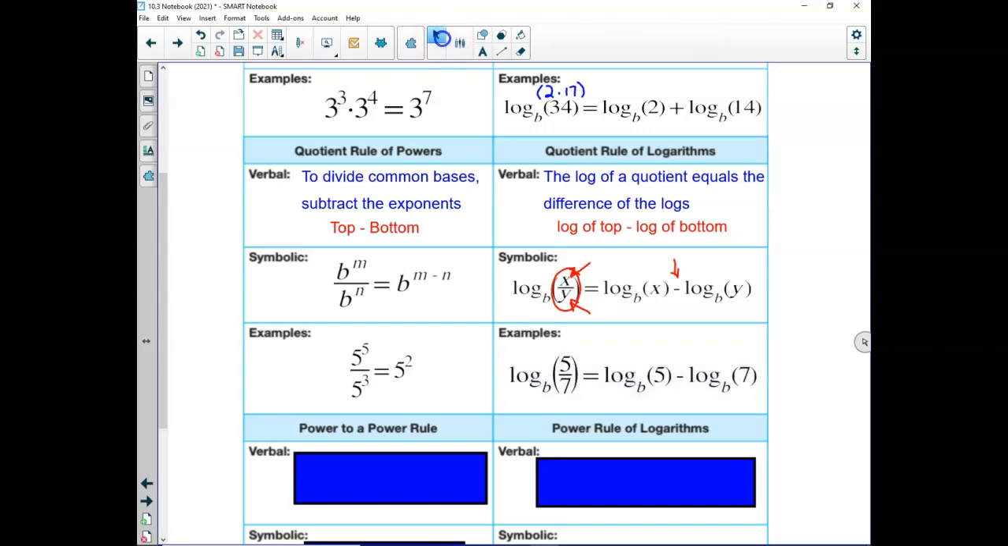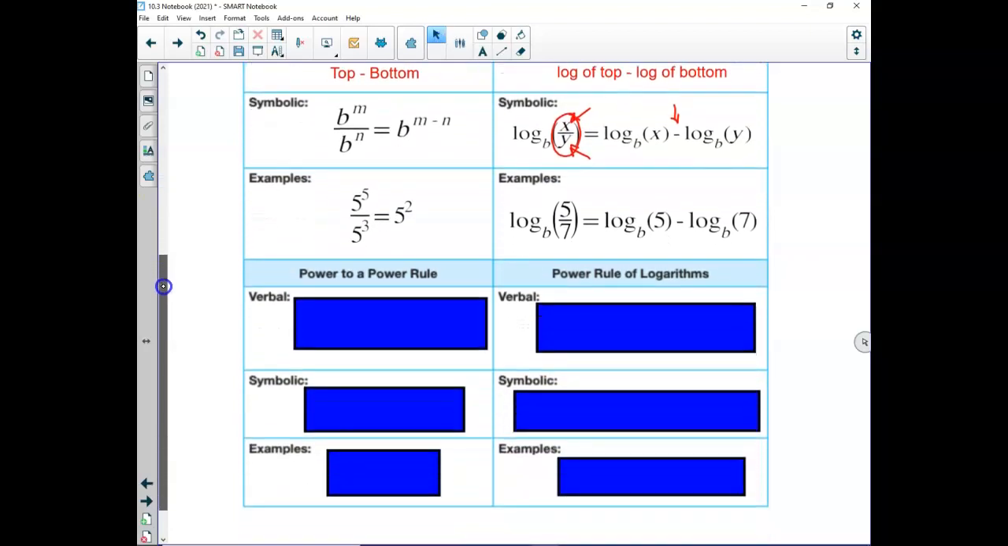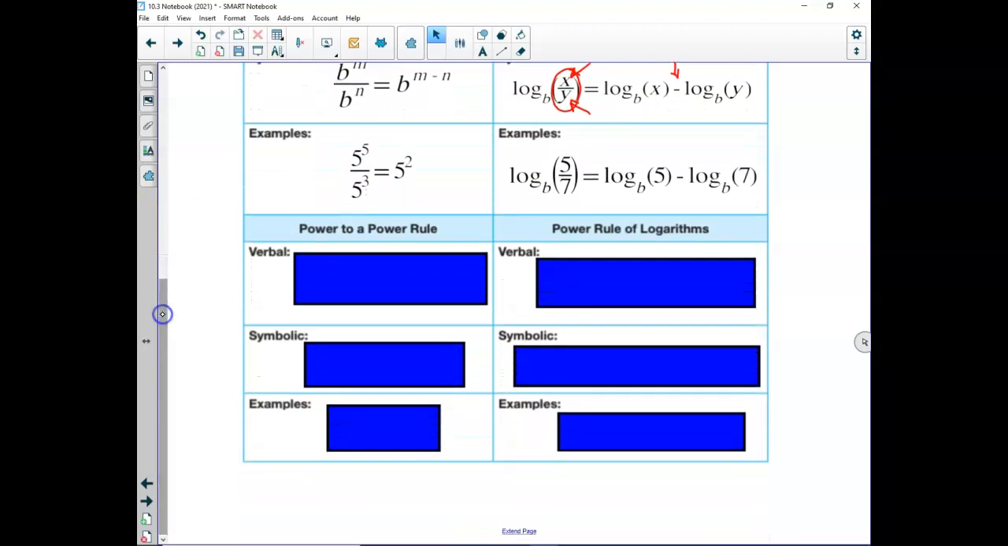An example: log base b of 5/7. We don't usually put many decimals inside of our log if we don't have to. We can rewrite it as log base b of 5 minus log base b of 7.